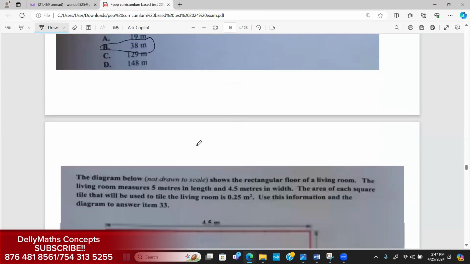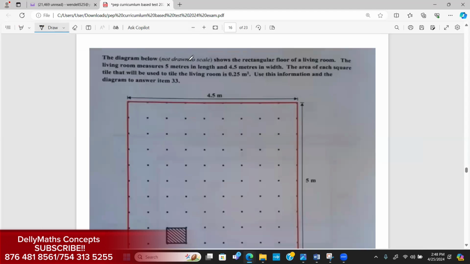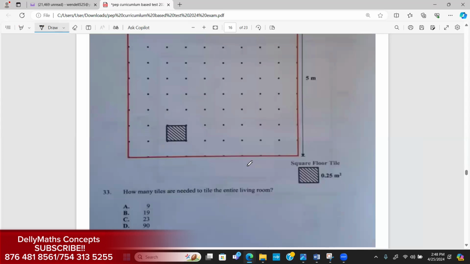About 8 questions to go. Let's tie this up. The diagram below, not drawn to scale, shows a rectangular floor. All right, so it measures 5 by 4.5. One of these little bars is 0.25. All right, I see that.